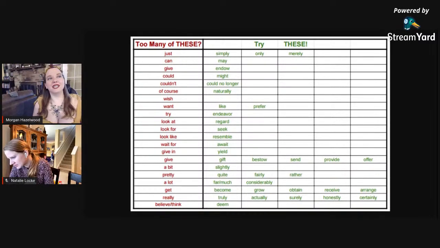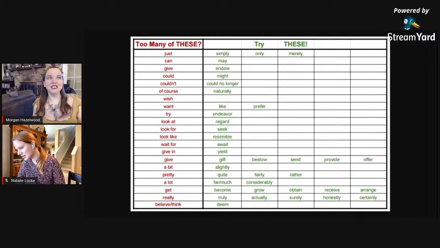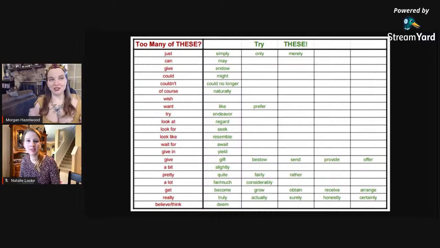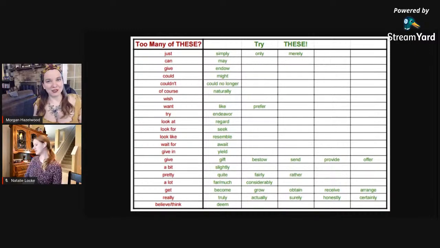So if we look at this on my chart, on the left is the list of too many of these, and on the right is try these. So instead of I just can't do that, I simply couldn't, or I only wanted to, or I merely. You can replace the word can with may. Harkening back to Mother May I, may is asking permission. Can is asking if you could.